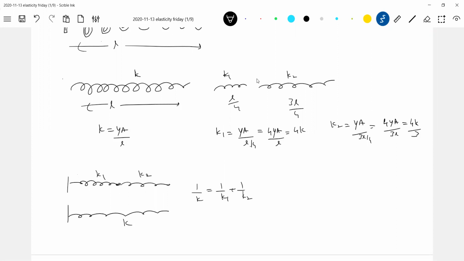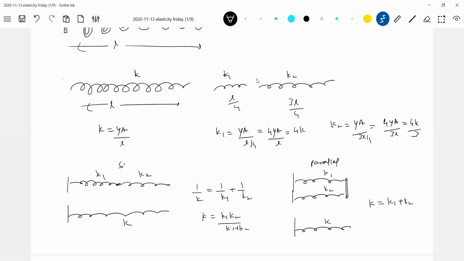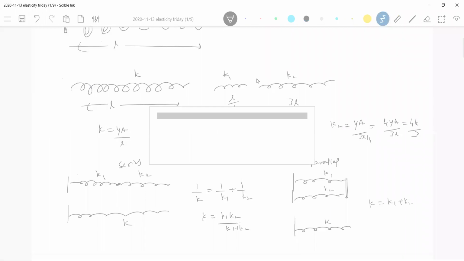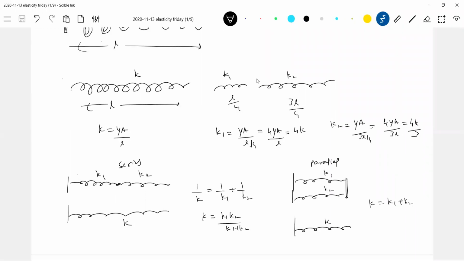So for series, the formula will be like this, and K will be K1 K2 by K1 plus K2. If they are connected in parallel, and you want to replace with an effective spring, then K equals K1 plus K2. So this is parallel and this is series. Already we discussed this in work point G, so I don't think we have to work out any numericals again.